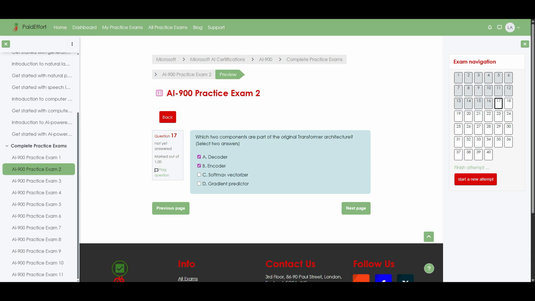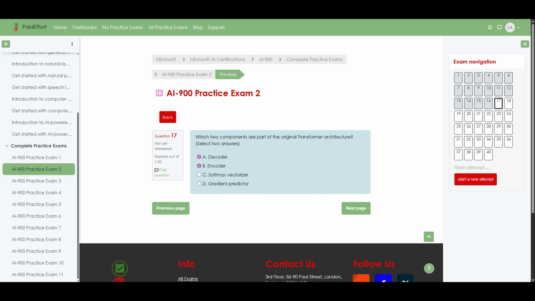The original transformer architecture, as introduced in the paper Attention is All You Need, is built on two main components, the encoder and the decoder. The encoder takes in the input sequence and converts it into a set of representations that capture meaning and context. These representations are then passed to the decoder. The decoder's role is to take those encoded representations along with previously generated outputs and produce the final output sequence, often in tasks like translation or summarization. Together, these two blocks allow the model to process and generate complex sequences.